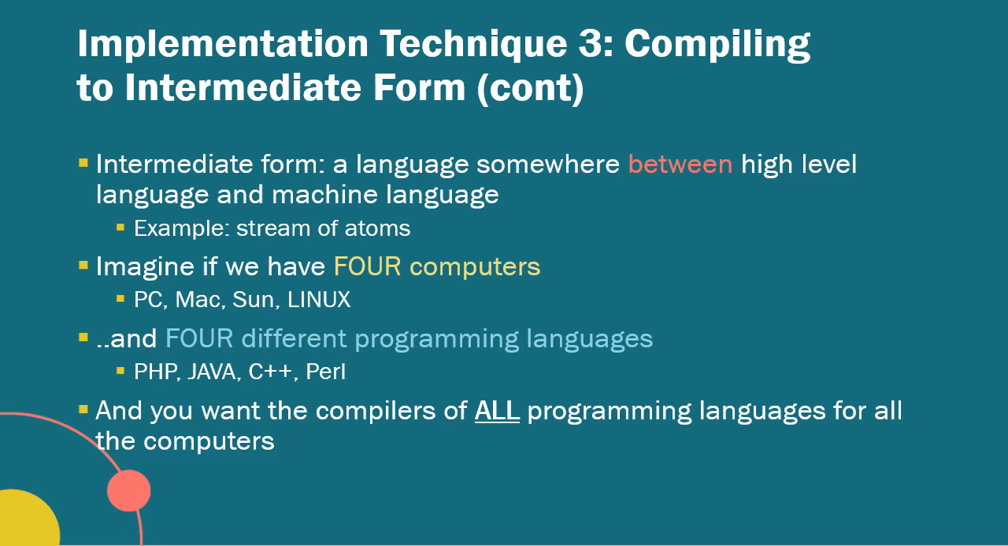The third and final implementation technique that we will discuss is called compiling to intermediate form. So what exactly is intermediate form? It is a language somewhere between high-level language and machine language. So for example, a stream of atoms. So imagine if you have 4 computers, a PC, Macintosh, Sun, and Linux. And then we also have 4 different programming languages, PHP, Java, C++, and Perl. Now, you want the compilers of all programming languages for all the computers.